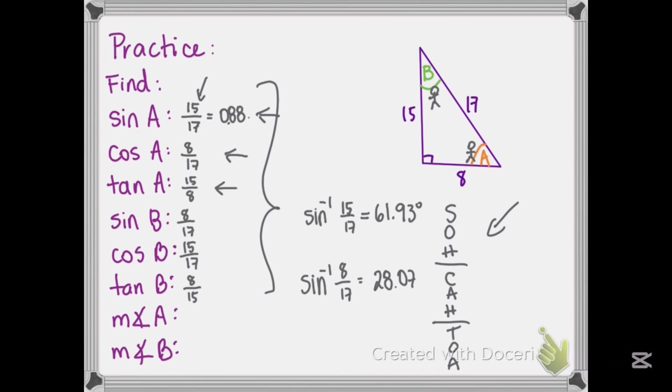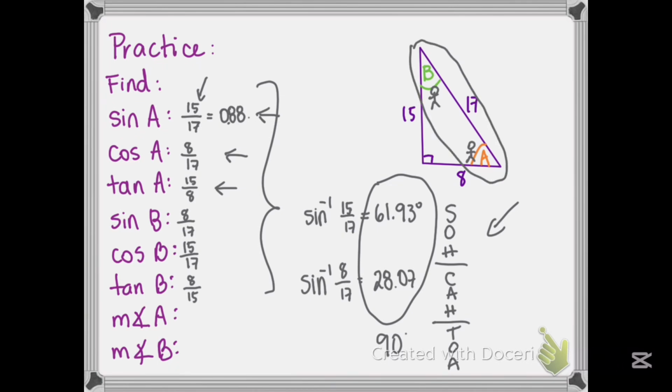Now notice that these two are complementary. If you add 61.93 plus 28.07, the answer is going to be 90 or very close to 90, because they are complementary. These two angles should give us 90 degrees. Look how cool this is. A lot of great learning in this lesson.